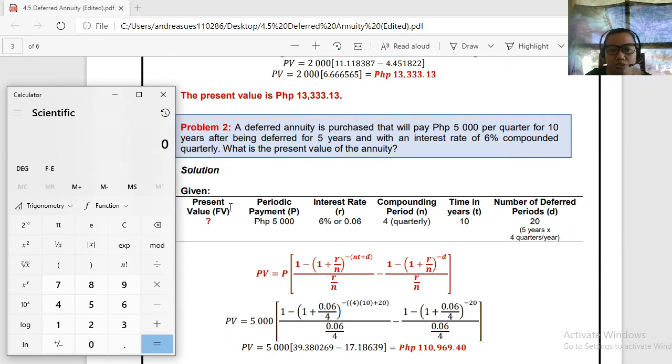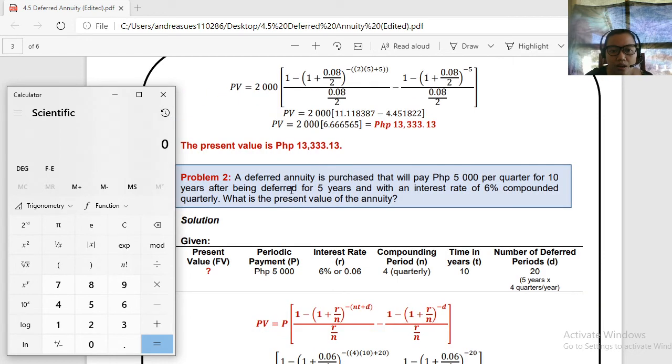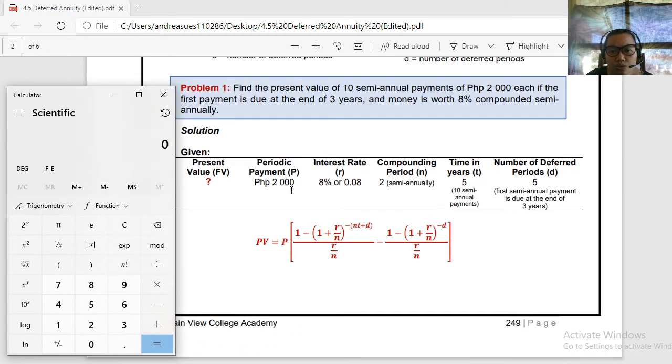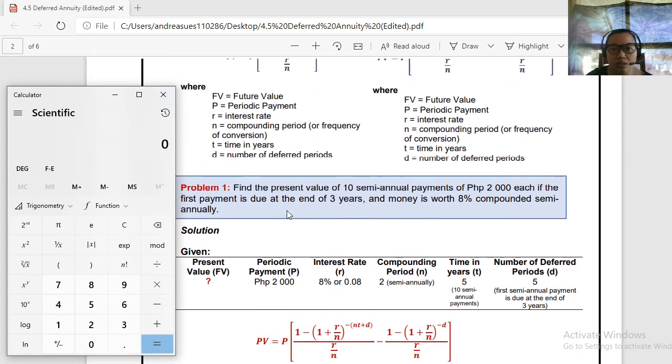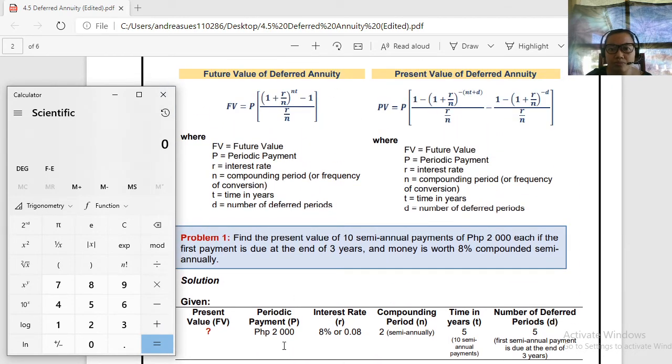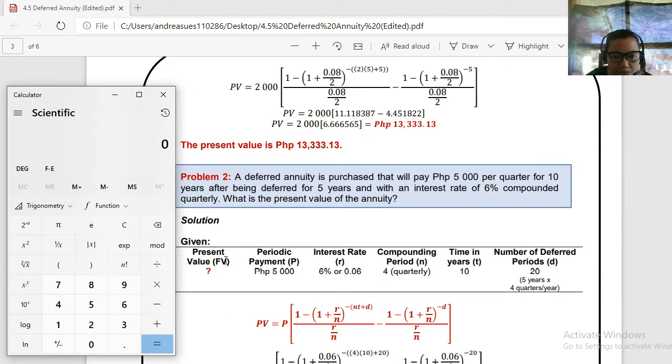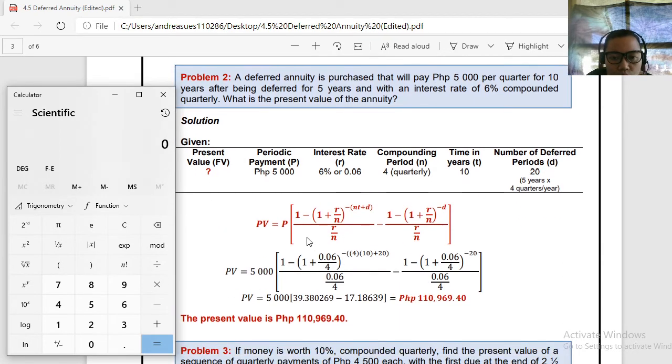Okay, so since it's present value, we are going to use the formula, this one. Okay, it's present value. Yes, this one. So again, this is PV, present value. Okay, so we are going to substitute the given, these are the following given, to our formula. So it's already been substituted: 5,000, and then our R is 0.06, our N is 4, our T is 10, okay, and then our number of deferred periods, the D, is 20.